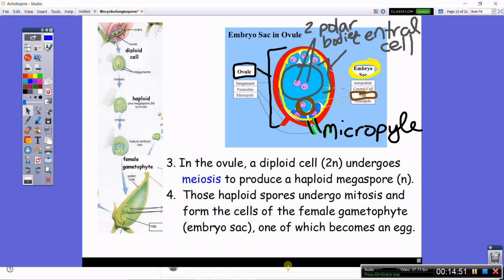All right, then once we have that megaspore, remember that the spores become the gametophyte. So those haploid spores are going to undergo mitosis to form the cells of the female gametophyte, which is the embryo sac. One of those cells in the embryo sac, there you go right there, is going to become your egg. And then we'll have these other cells, like these other two, which are polar bodies. They're going to do something different. Okay? If I go too fast, just pause me.